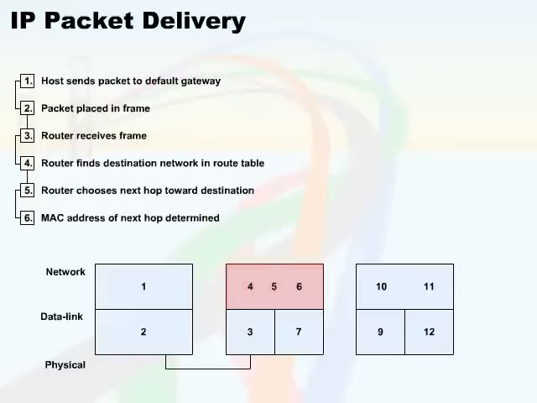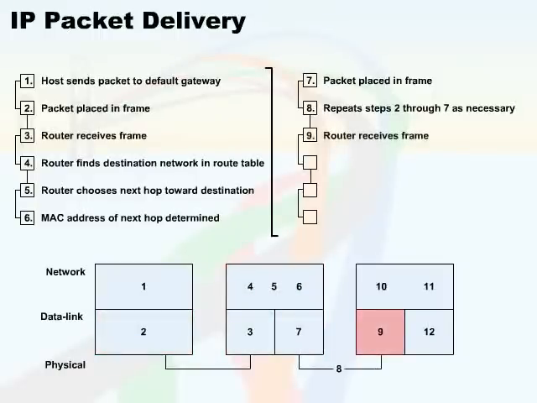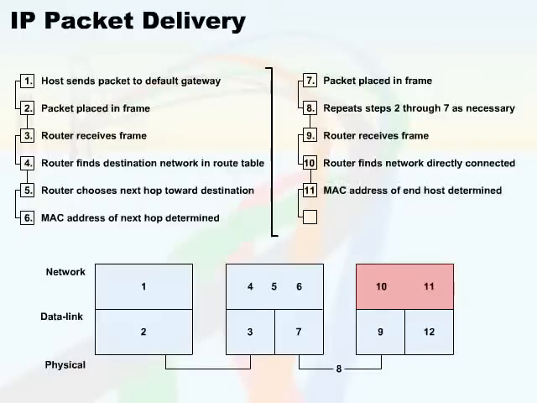Finally, once the MAC address of the next hop is determined, the packet will be placed in a frame. It will then repeat steps 2 through 7 as necessary to get all of the packets towards the destination. Once the final router receives the frame, the router will find the network to which it is directly connected. The MAC address of the end host is determined by using ARP, and finally the packet is placed in a frame to the final destination.